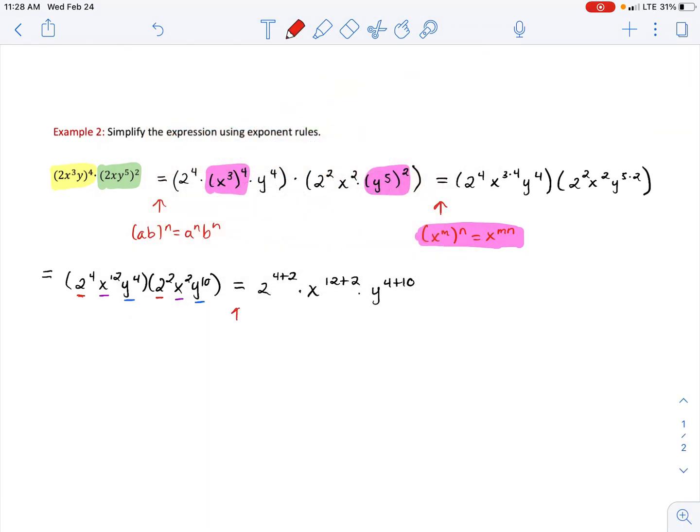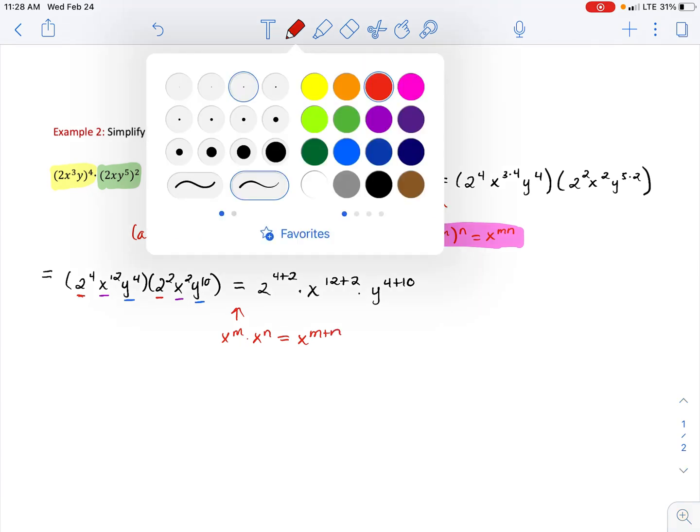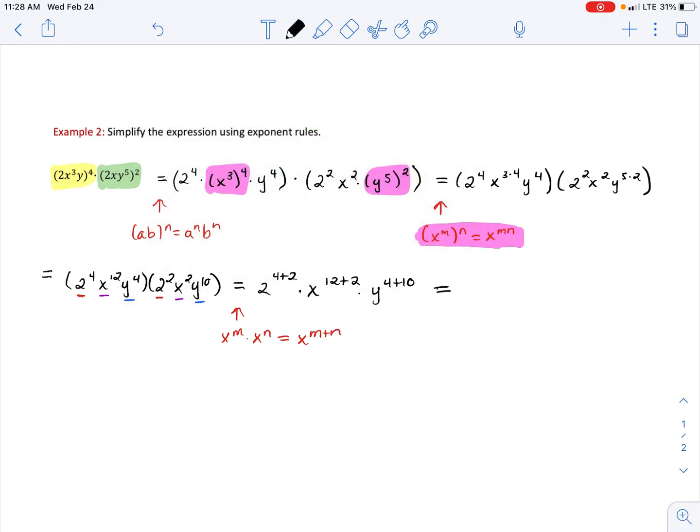Right, and I'm using this rule, x to the m times x to the n is equal to x to the m plus n. And so your final answer would be this.